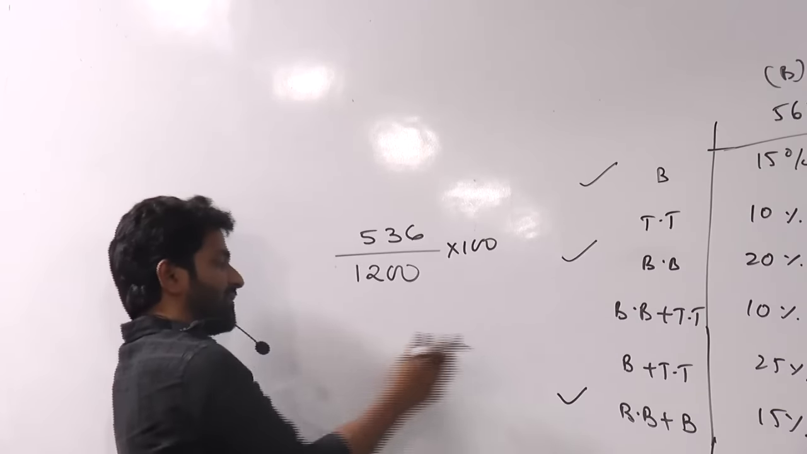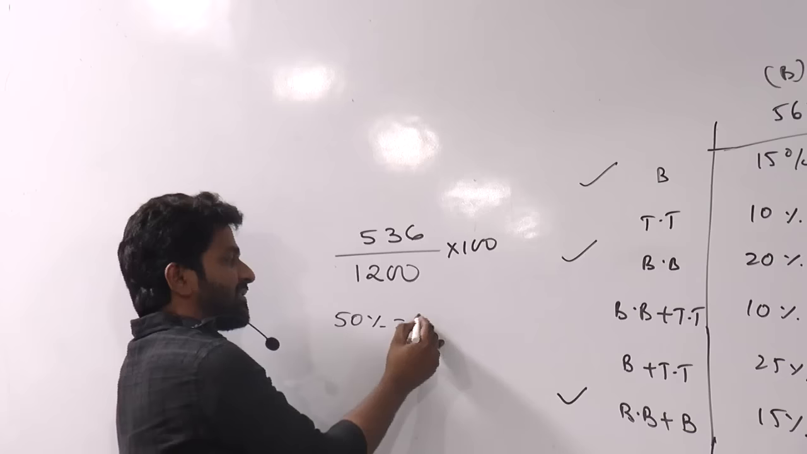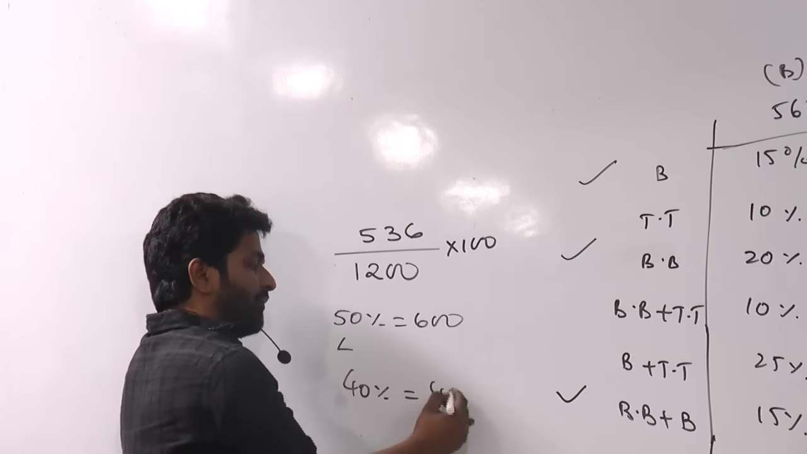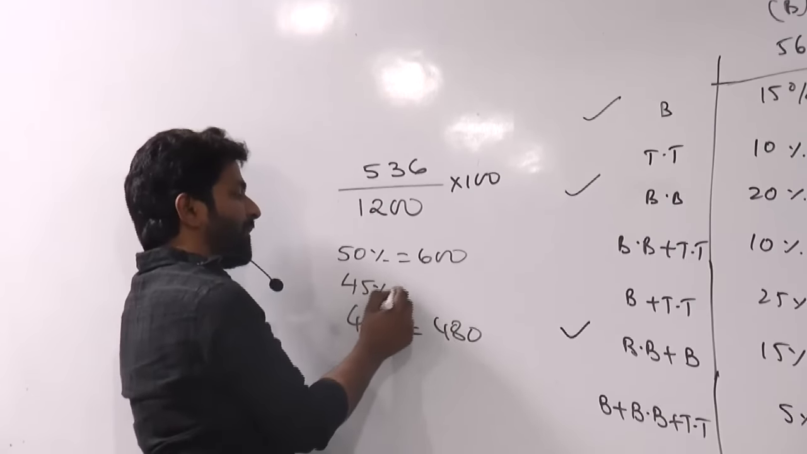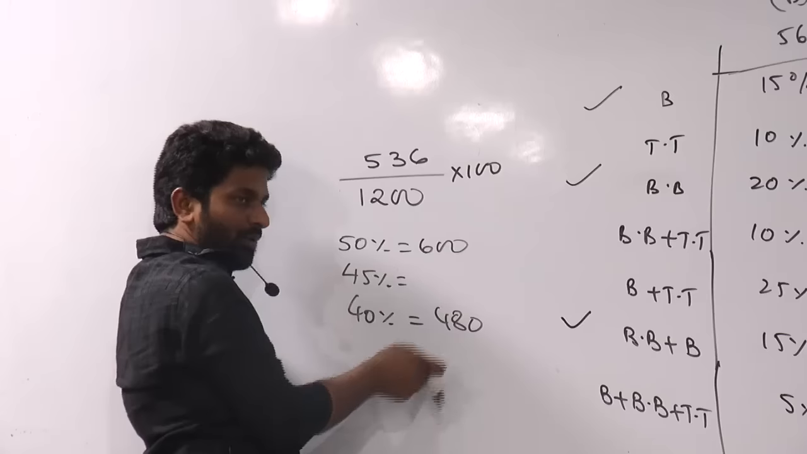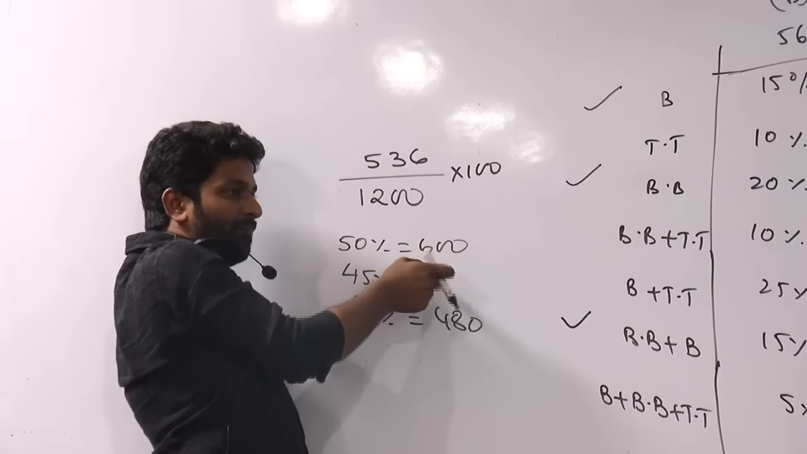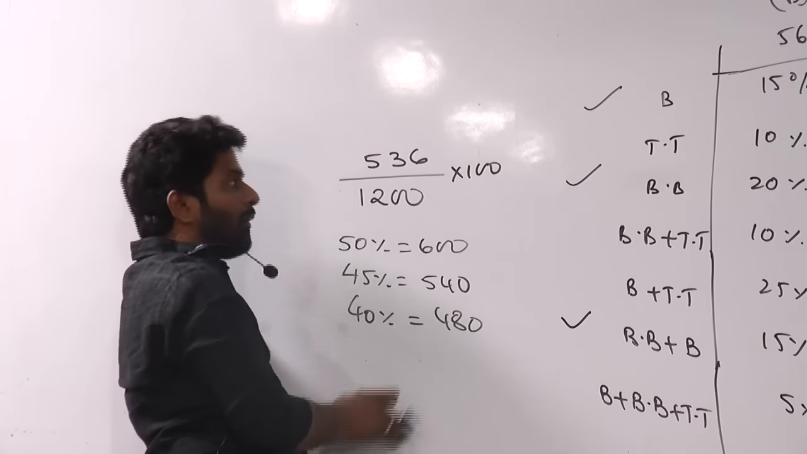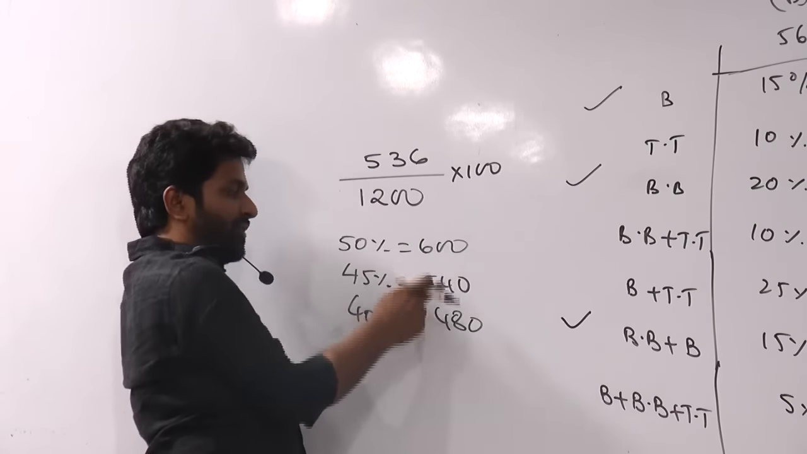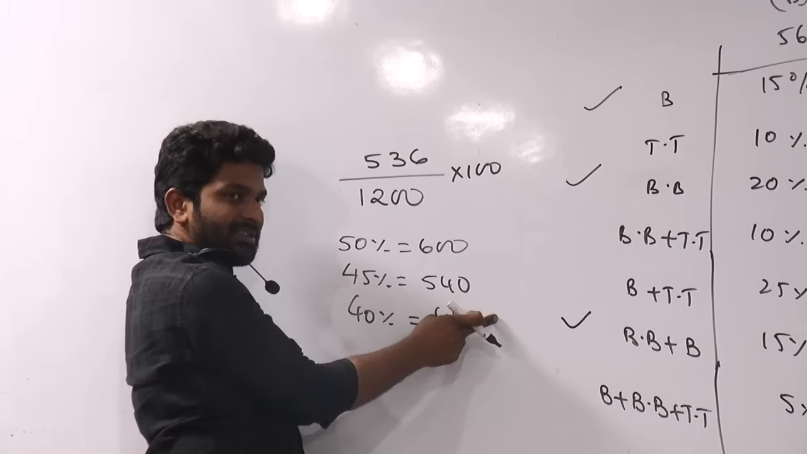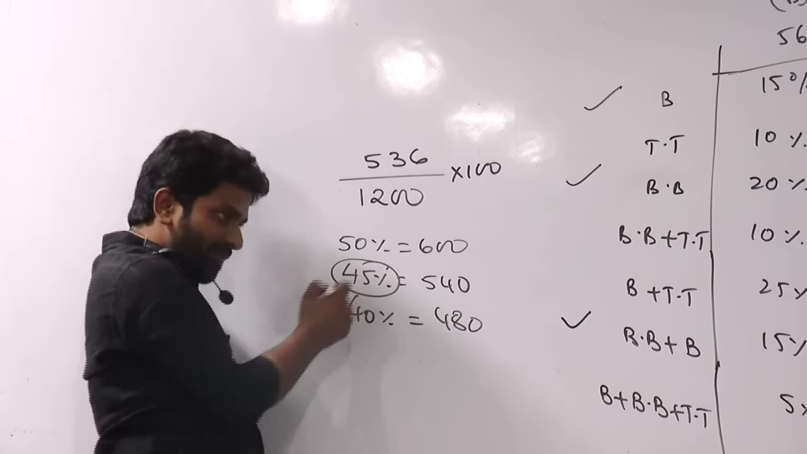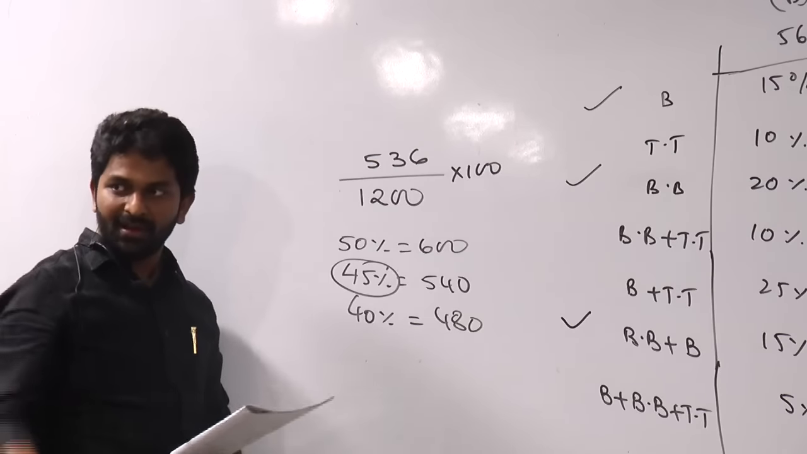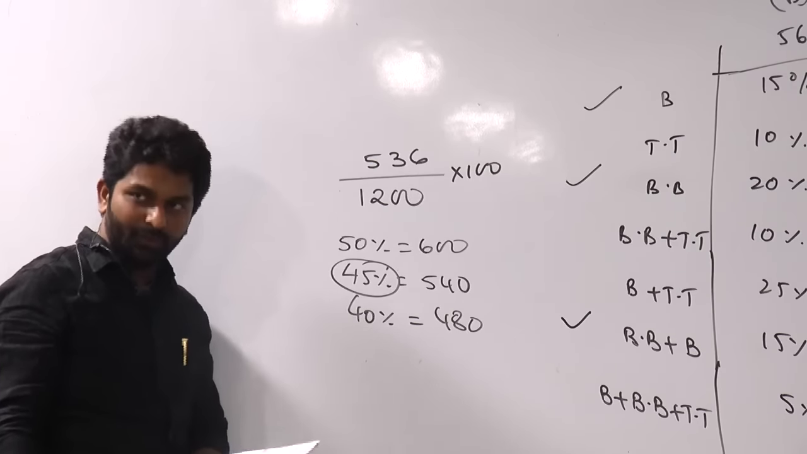Now, look at this. You know that 50% is 600. 40% is how much? 480. 45% you can estimate, right? Middle number in between these two. Difference between these two numbers is 120. Middle number will be 60. Subtract 60, that becomes 540. Our numerator is 536, which is nearby this number, less than this. Answer should be nearby 45% but less than 45%. You have only one number. 44 something you have, right? That's your answer. 44, 2 by 3%.